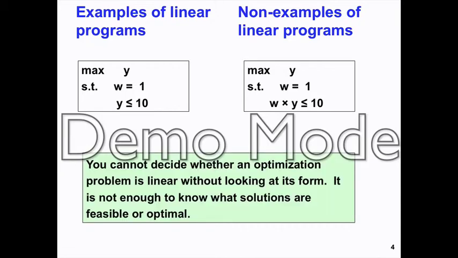It's important to remember you cannot decide whether an optimization problem is linear without looking at its form. It's not enough to know what the feasible region is. It's not enough to know that it can be made into a linear program. It's got to be one at the beginning. So on this slide, the one on the left, linear program, the one on the right, it's not. Okay, those are the rules for linear programs.